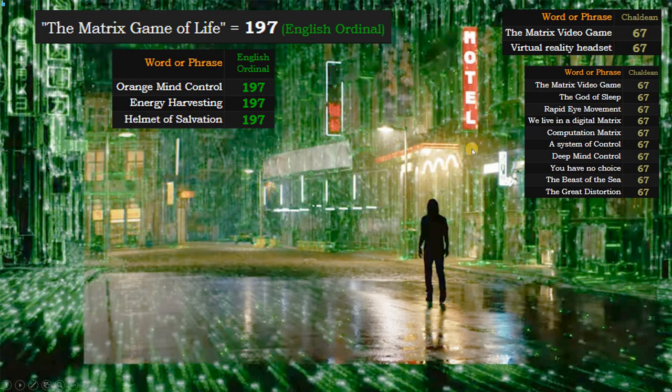So as we are in a virtual reality, this would be a virtual reality headset. And again, this matches the Matrix video game. With 67, that is what we have with virtual reality headset in Chaldean. We also have the god of sleep, so that totally makes sense. Then we have rapid eye movement, which is the REM consciousness that we've seen during this presentation. Then we live in a digital matrix, computation matrix, a system of control. So this virtual reality headset is used, as I thought, to control people.